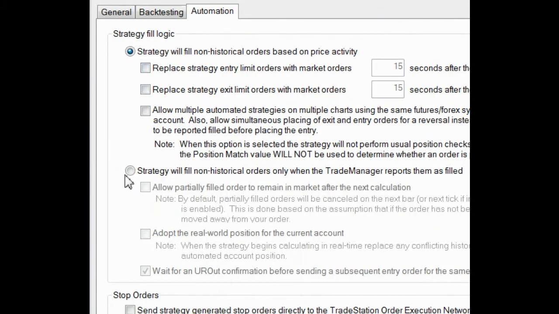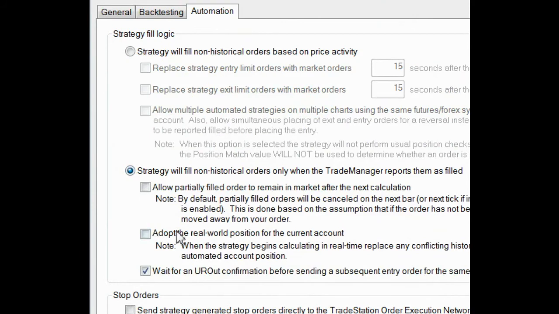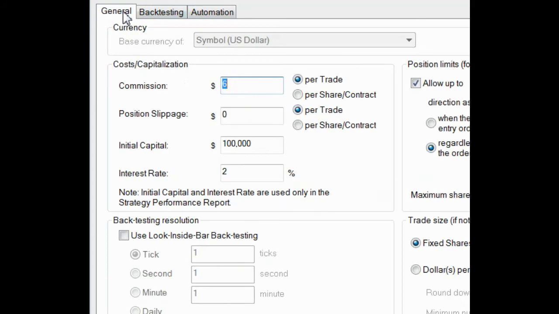Now, if we wanted to automate this, I would do strategy fill, and I would adopt the real world position, because you're trading in the real world. You got to do what the real world suggests, and you don't need to wait for your confirmations or things like that. You just have to trade it like there. Normally 250 per contract per trade. Position slippage is not necessarily important when you're talking about something that's a little bit more generalized. You can put in a specific amount or per trade.